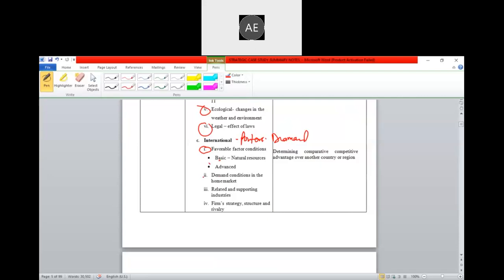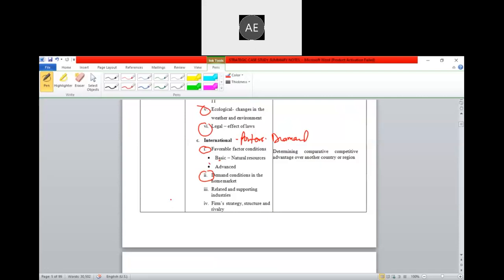All right. The next factor within Porter's diamond is the demand conditions in the home market. Here we are talking about a company that wants to go outside and wishes to know whether it will succeed there or not. One of the factors that will determine the ability of that company to achieve comparative competitive advantage, by which I mean outperforming its competitors internationally, is the demand conditions in the home market.